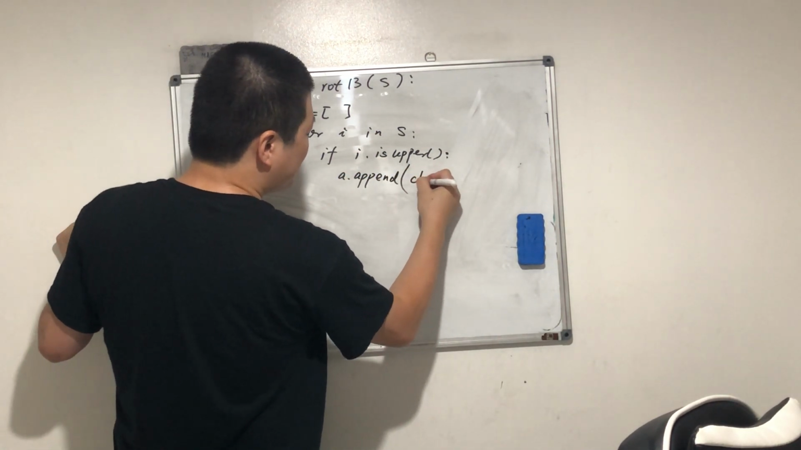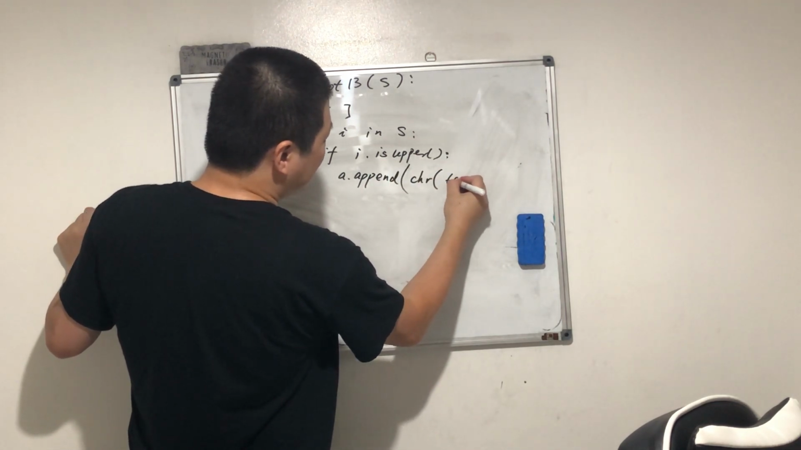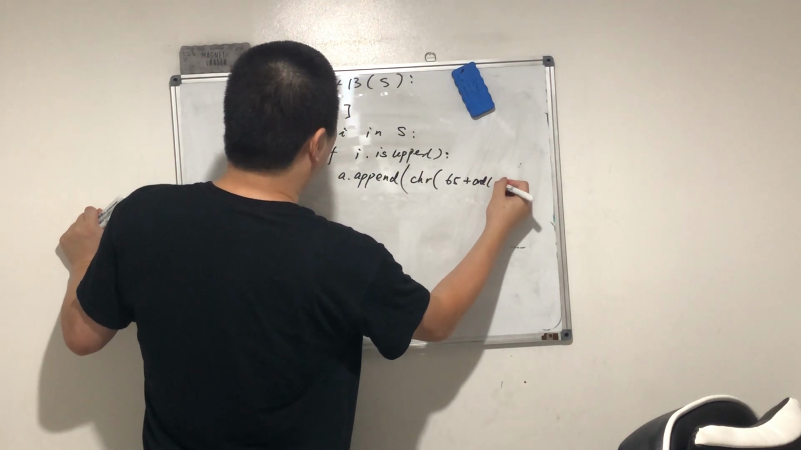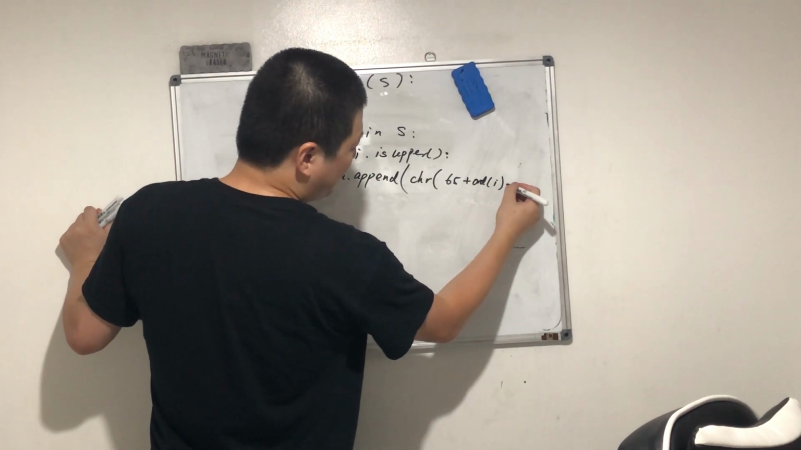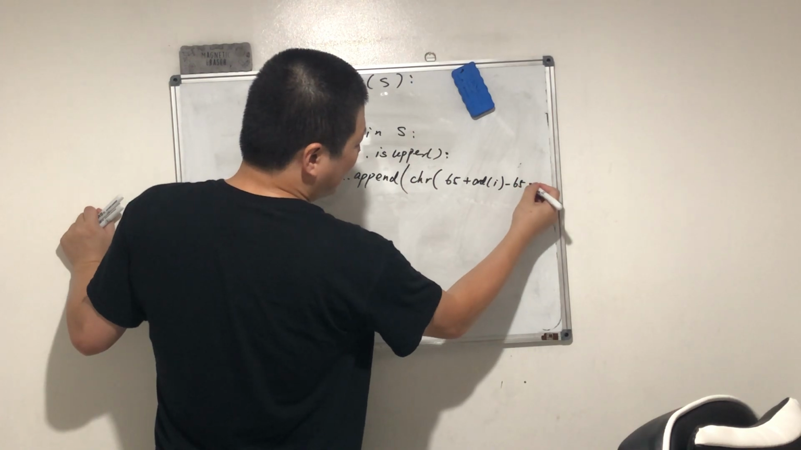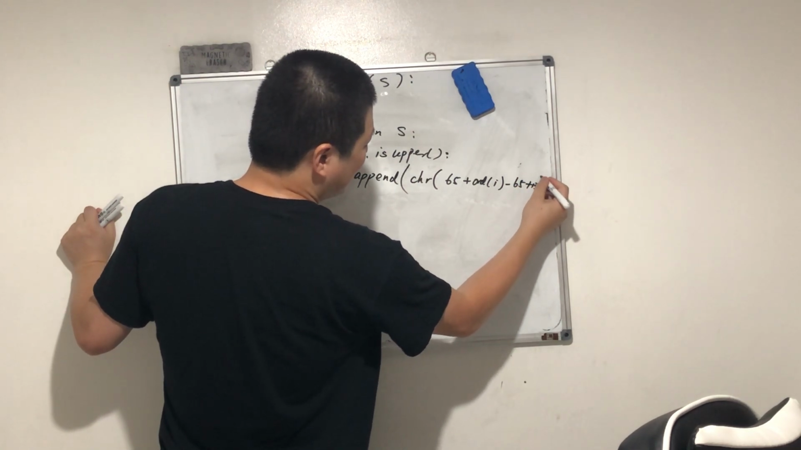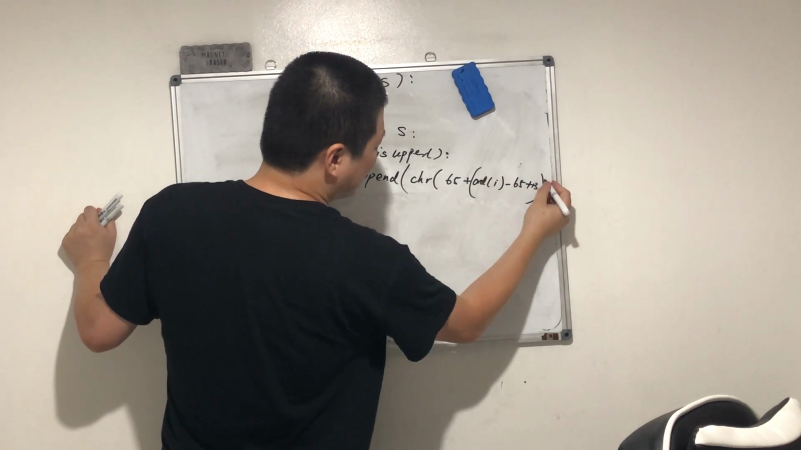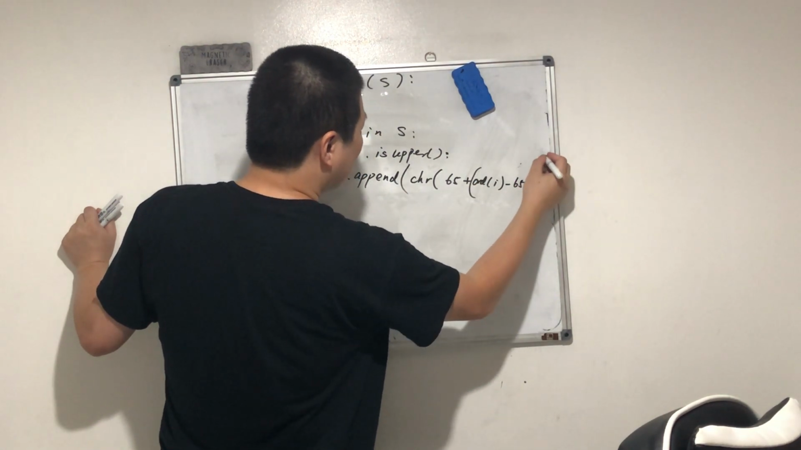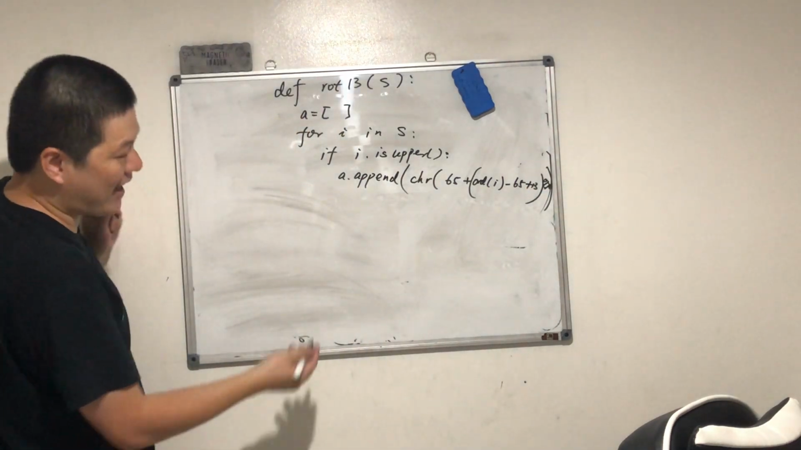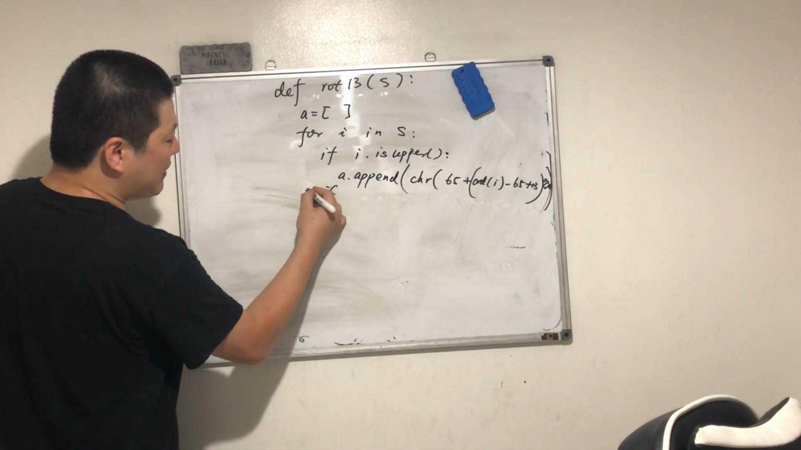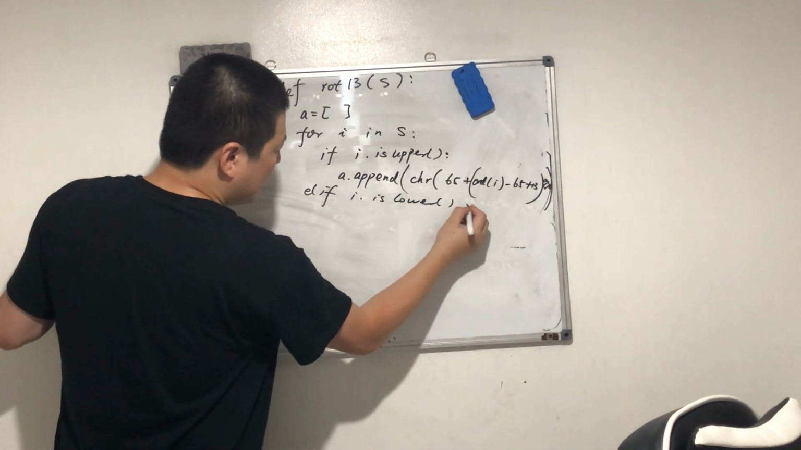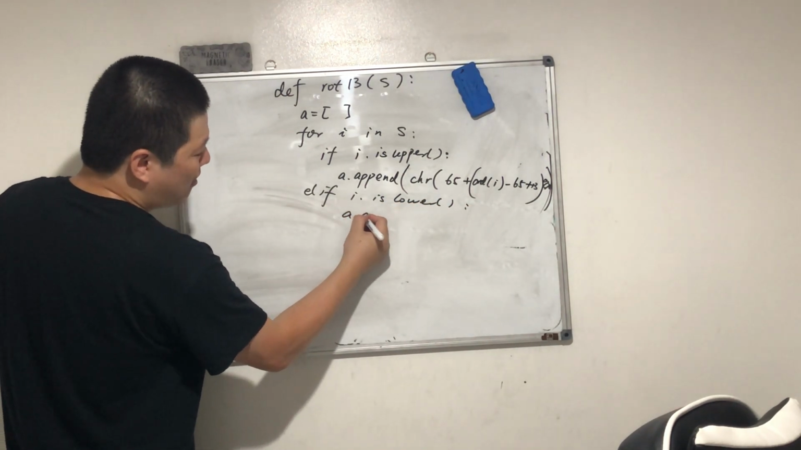Append what? chr of upper is 65 plus ord of i minus 65, right? Plus 13, modulus 26. Okay? And then if i is lower, you do the same way, Eric.